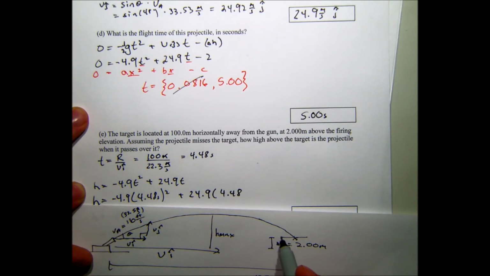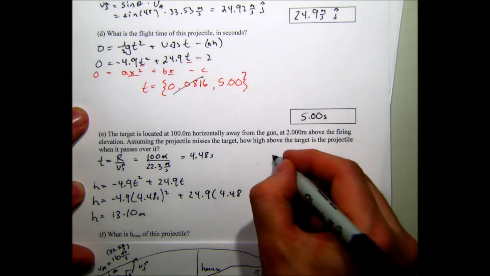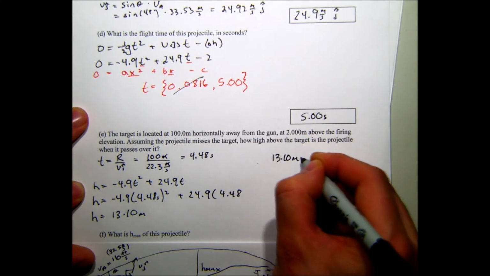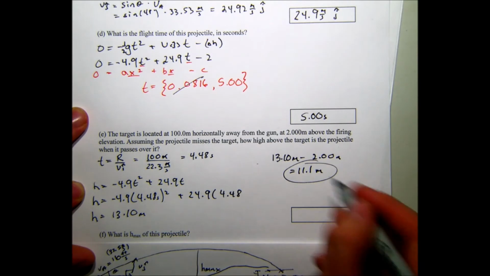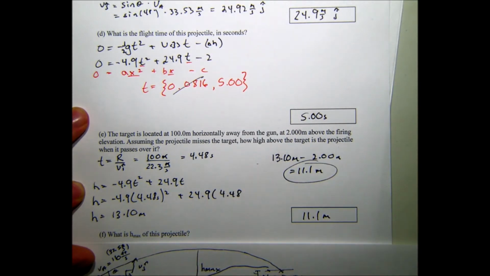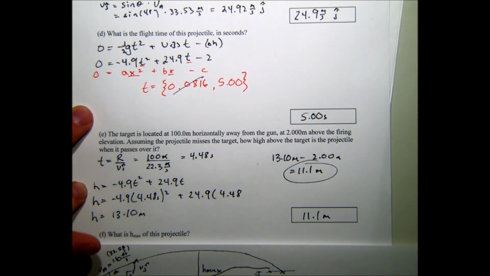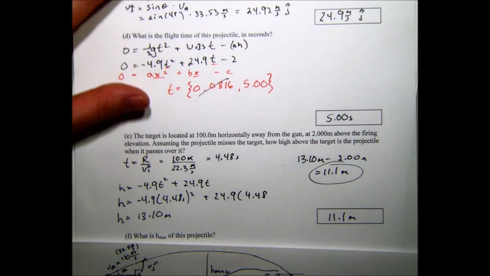So it's going to be 2 meters. The land is 2 meters higher up here than it was down there. So we're going to take 2 meters off. So the projectile will be 11.1 meters above the landing position.